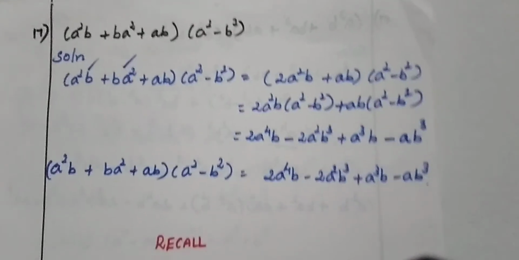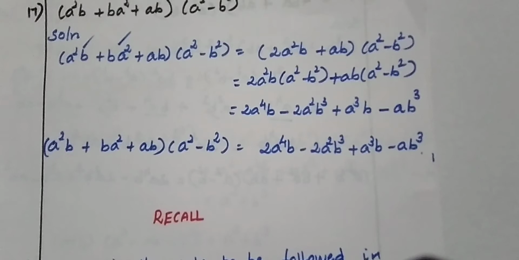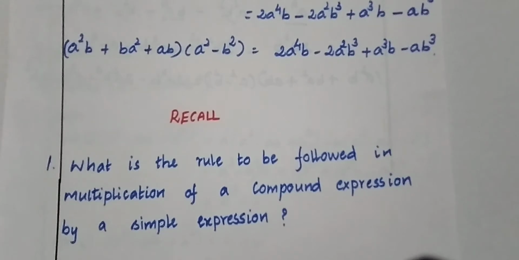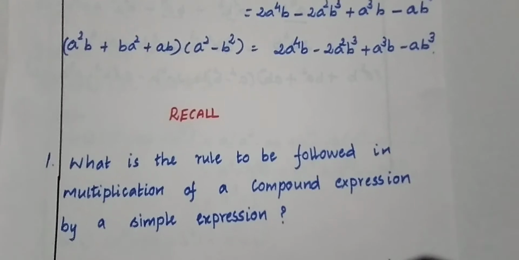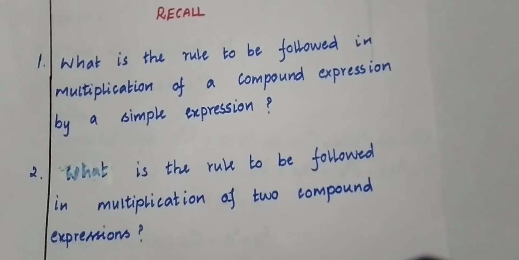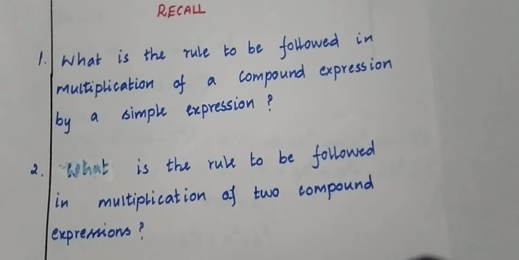Let us have a small recall about what we have learnt in the previous class. What is the rule to be followed in multiplication of your compound expression by a simple expression? Yes, the rule is multiply each term in the bracket by the term outside it. What is the rule to be followed in multiplication of two compound expressions? The rule is multiply each term of one expression by each term of second and find the sum of the products.